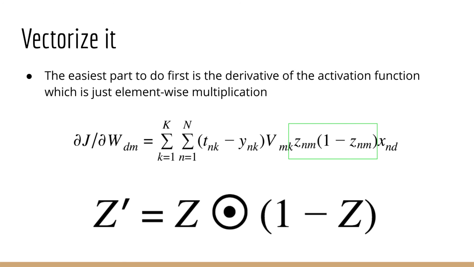First, note that the z terms are just element-wise multiplication. So every time we have z_nm, we have 1 minus z_nm, so the indices are the same. There's no mixture of indices for z. So this term just turns into z times 1 minus z, where z is the full n by m matrix of hidden layer values. Also note that the circle with a dot in it means element-wise multiplication. For convenience, we can just call this z prime for short.